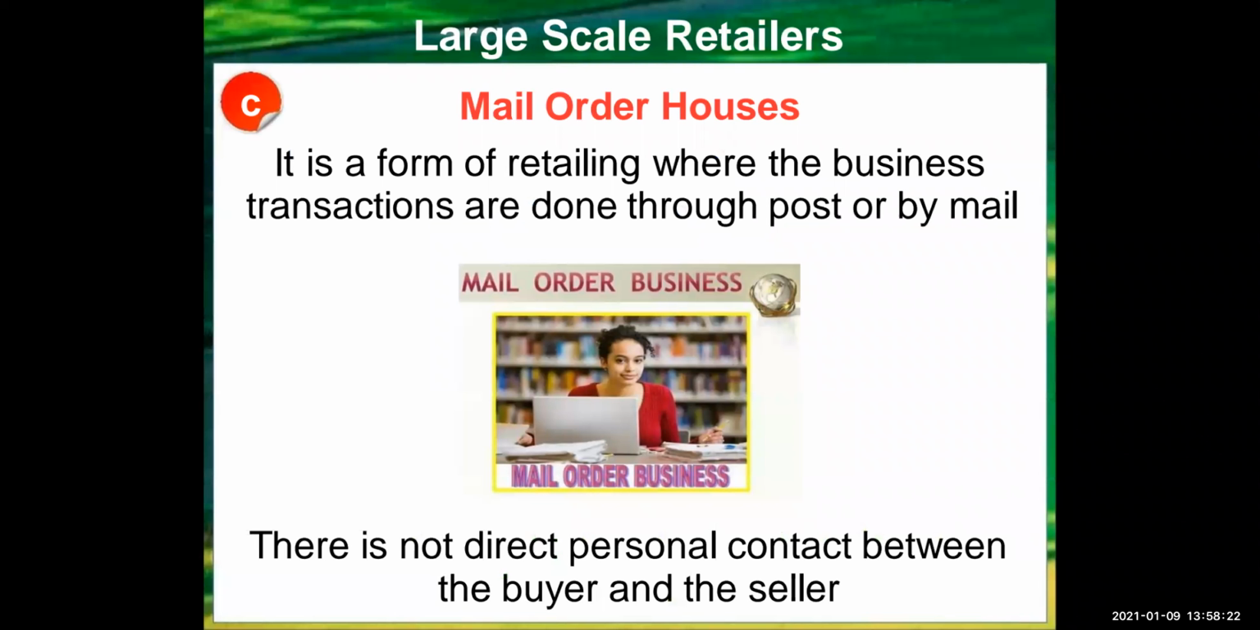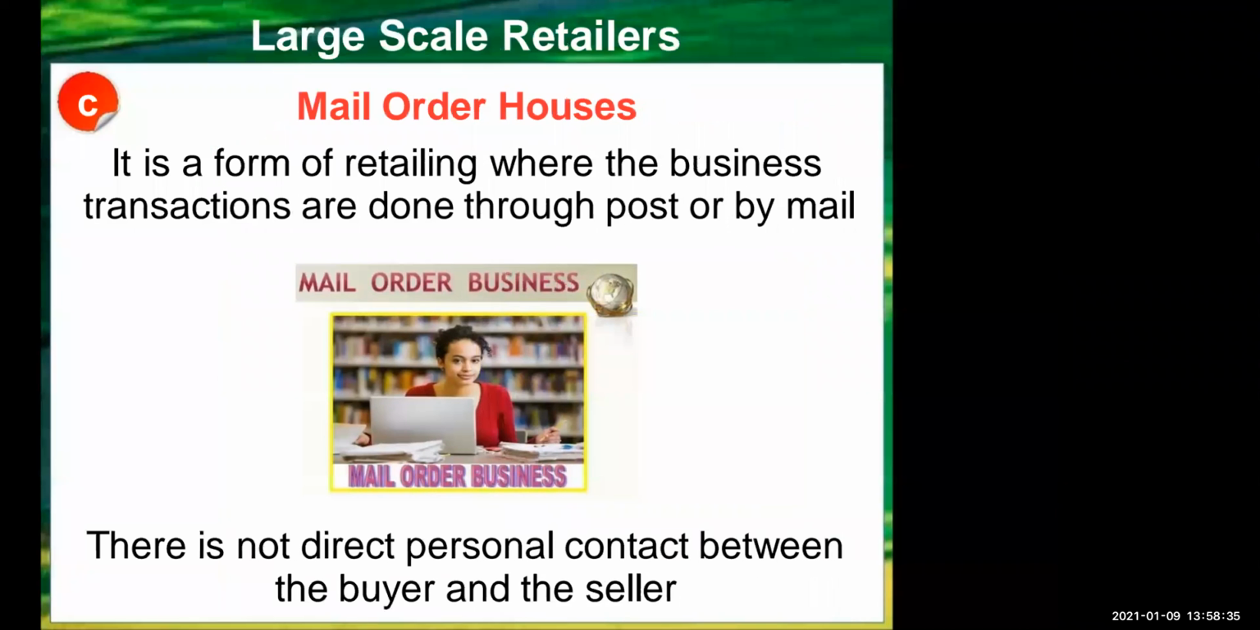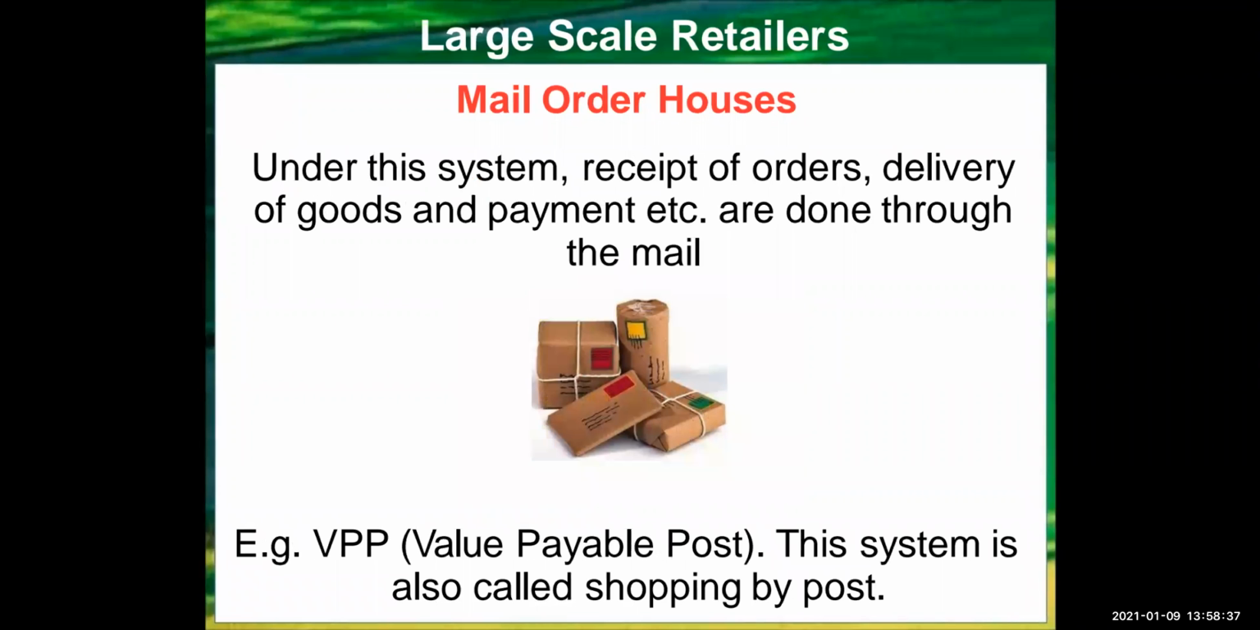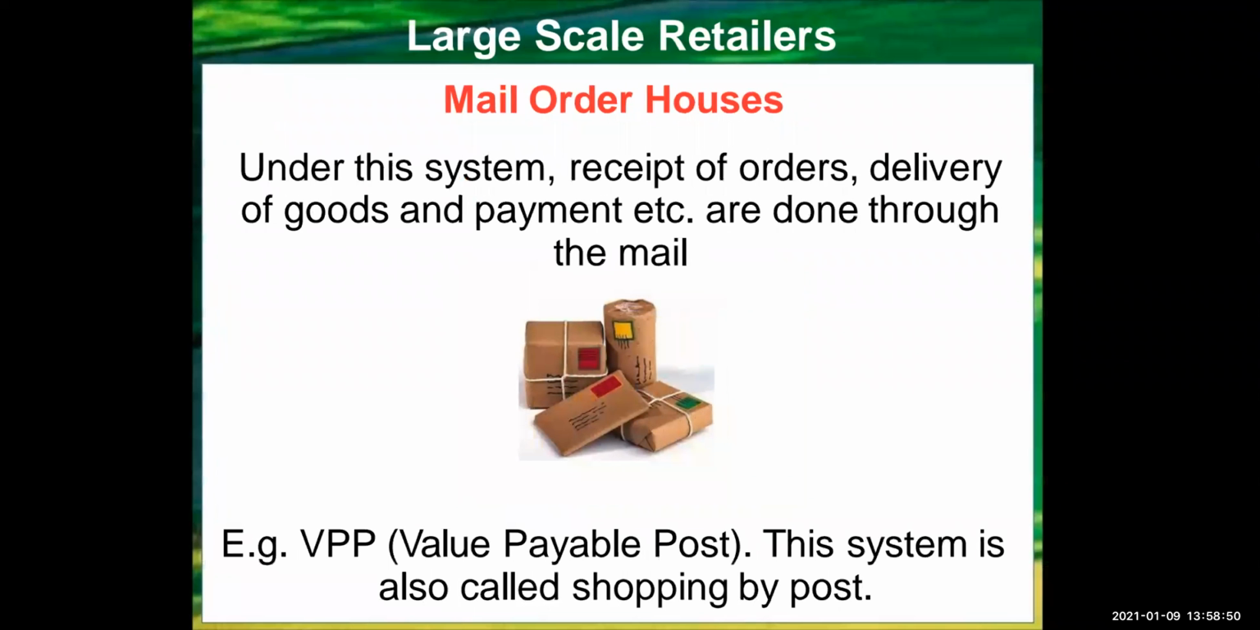These are the large scale retailers, and it is a form of retailing where the business transactions are done through post or by mail. So there is no direct personal contact between the buyer and the seller. Under this system, the receipt of order, delivery of goods, and payment are done through the mail, for example, value payable post. This system is also called shopping by post.